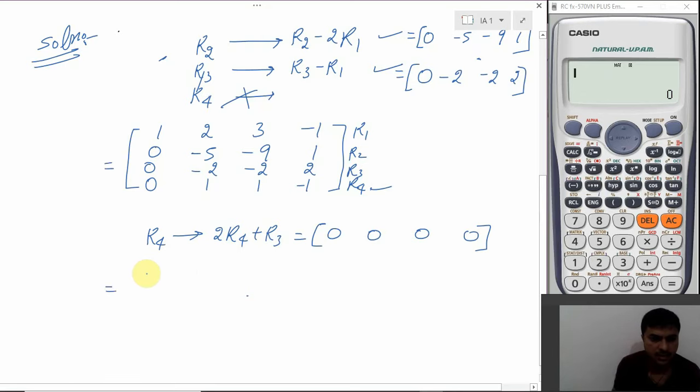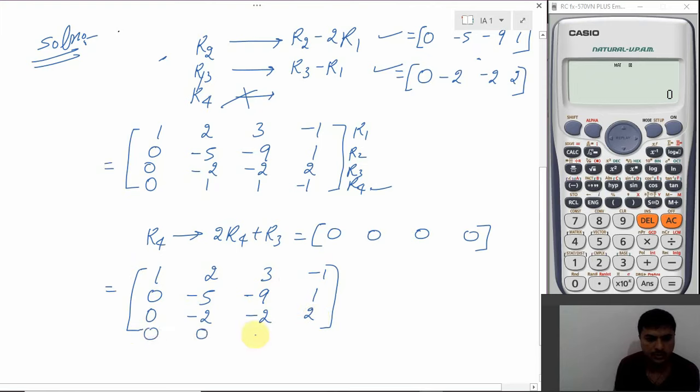Therefore this is equal to 1, 2, 3, minus 1; the next row is 0, minus 5, minus 9, 1; 0, minus 2, minus 2, 2; the last row is 0, 0, 0, 0. So ultimately I have made R4 0. So stop iteration. Now you can simplify further. You can see I tried to make other things 0, but it was not possible because odd values are there.